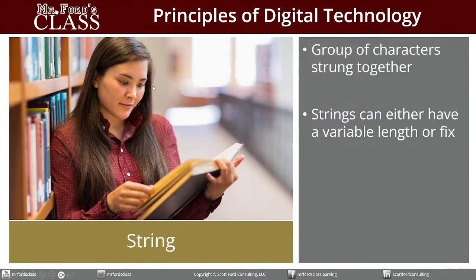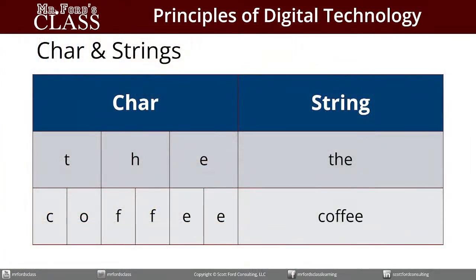A string is when you group the characters together. Strings can either have a variable length or they can be fixed. So taking a look really fast at this table, on the left are individual characters, T, H, and E, and COFFEE. Those are individual characters, but we can make a string out of it. So the first one would be the, and the bottom one would be coffee. So characters versus strings.